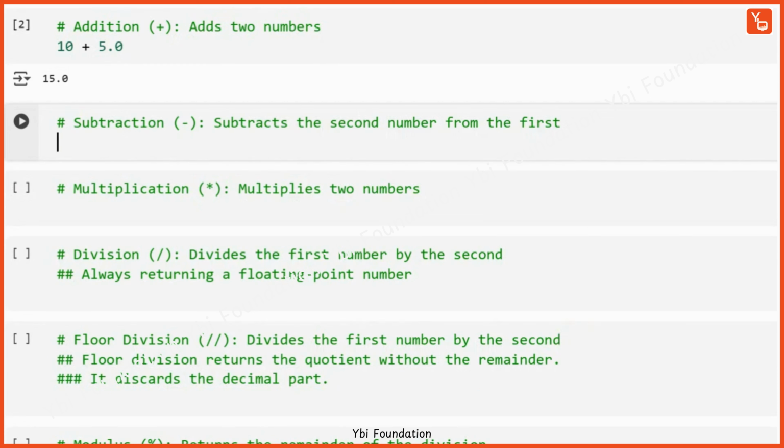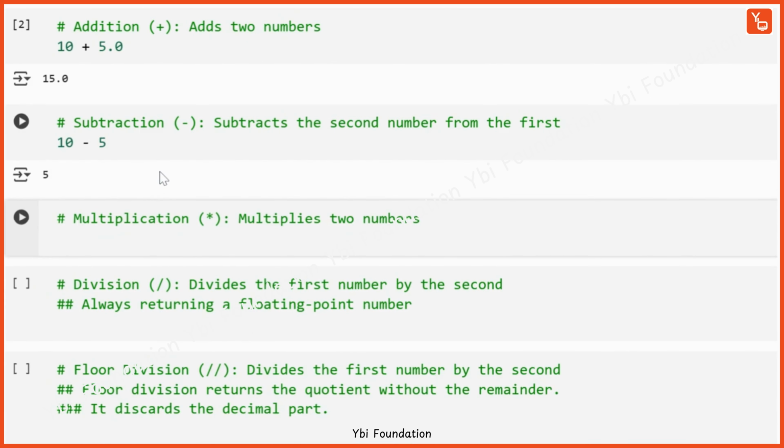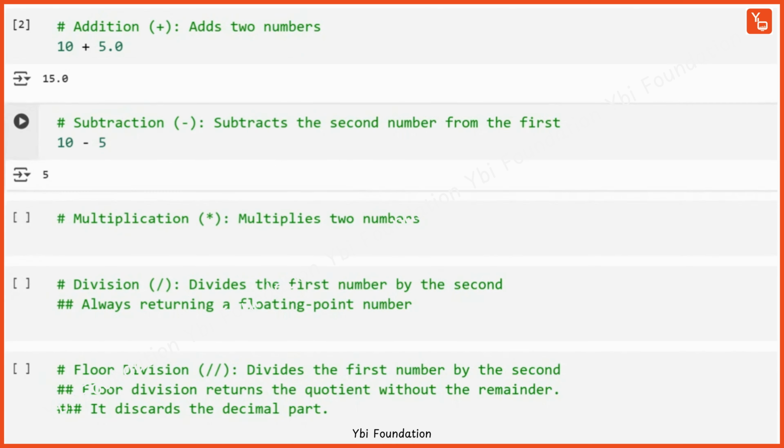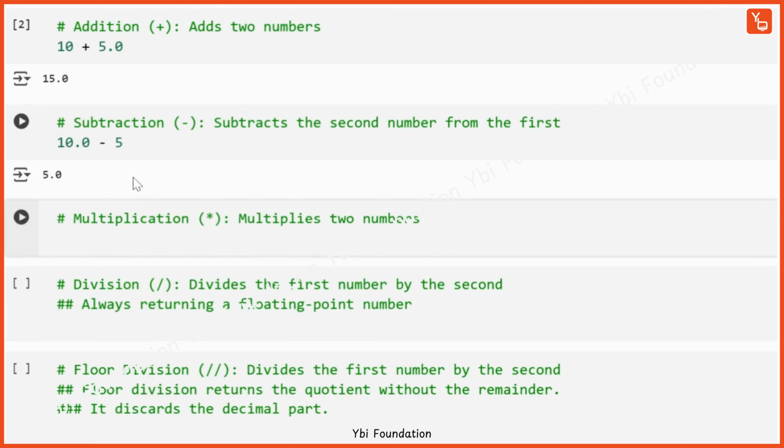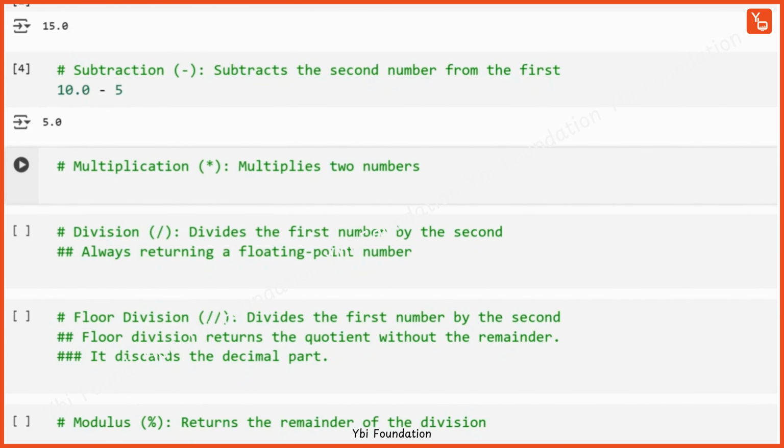Now come to the subtraction. Similarly, we can use the minus sign to straightforwardly subtract the second number from the first. So 10 minus 5 gives us 5 as an answer. And here also the output is an integer, right? And if it is 5.0, or even if the first number 10 is 10.0, and if we run it, the output is a float. So it doesn't matter whether the first number is a float or the second or both. In case of a float, the output is a float, and if both the numbers are integers, the output is an integer.